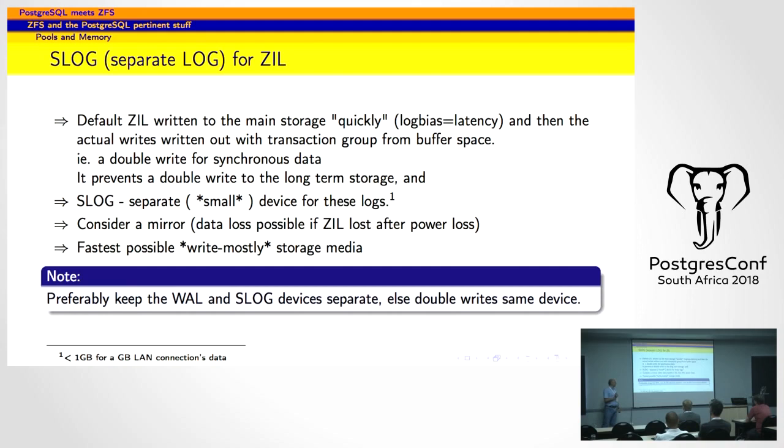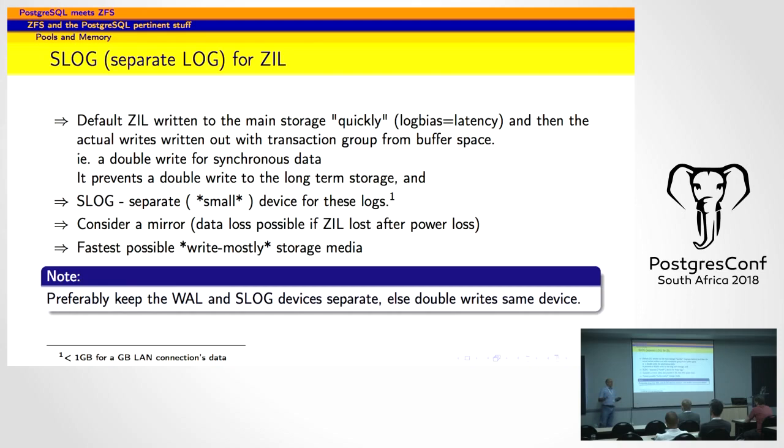Something to note: your WAL logs and your SLOG device you typically want to have on separate devices, for the simple reason that the information intended to be written into the WAL log is being written to the SLOG. Otherwise, you're going to have a double write happening, and actually you will then have a triple write, because it will write to the SLOG, it will write to the WAL log, and it will write to the main storage eventually. So prevent that and just keep that in mind. If you do want to move your WAL logs, keep them on a different device.